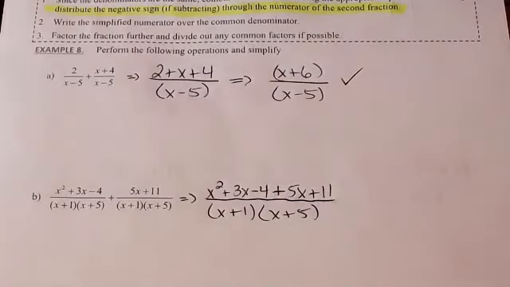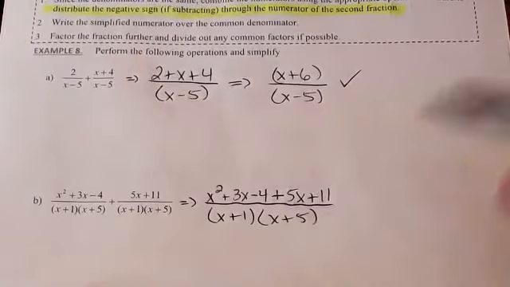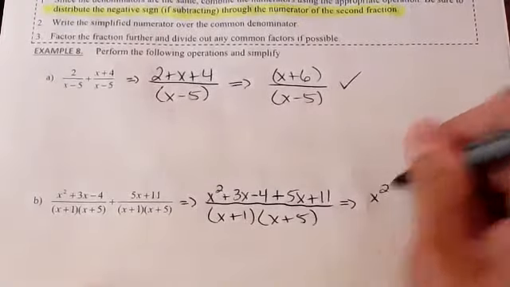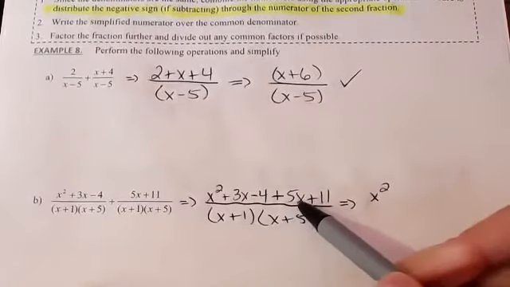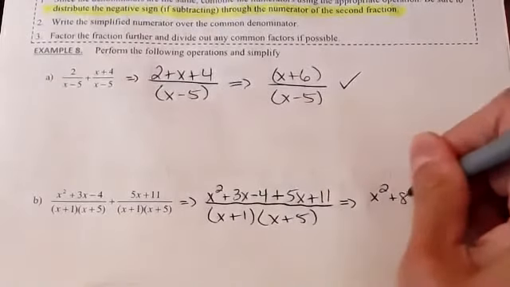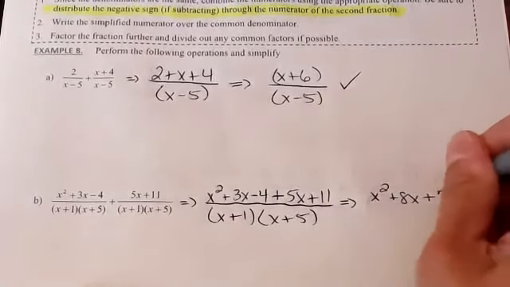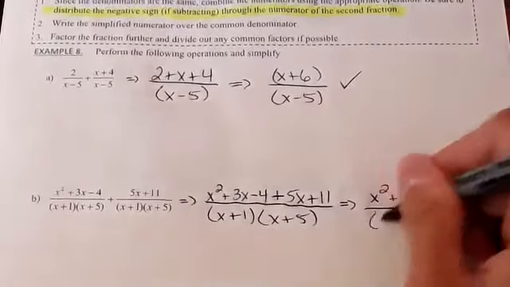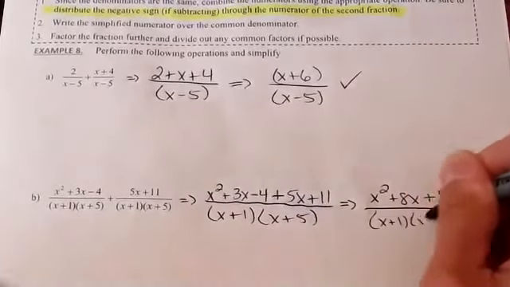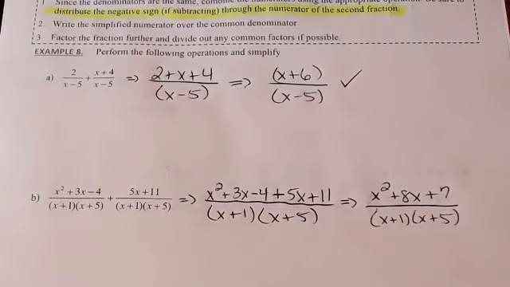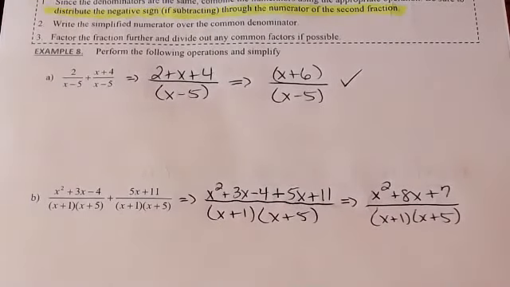So we are going to clean this up by combining like terms. So we have x squared, and then we have 3x plus 5x, which is 8x, and then -4 plus 11, which is a positive 7. And then I have x plus 1 and x plus 5 in my denominator. Always check to see if you can factor.